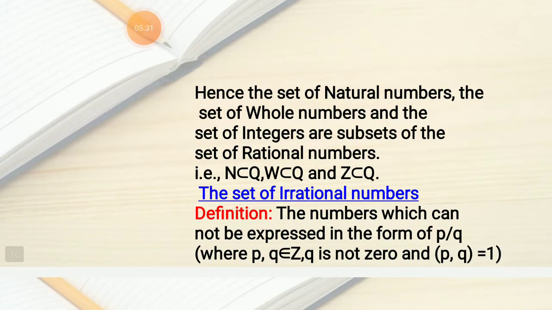Hence the set of natural numbers, the set of whole numbers and the set of integers are subsets of the set of rational numbers, that is N subset Q, W subset Q and Z subset Q.